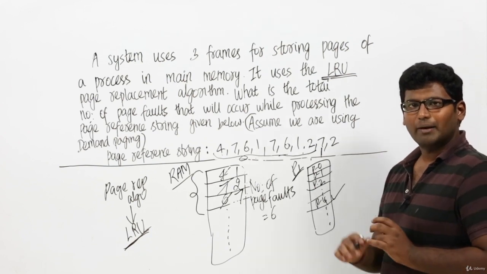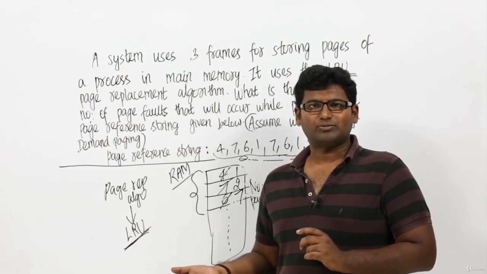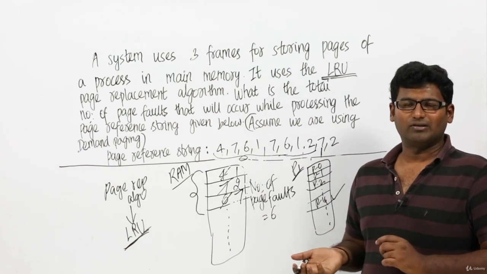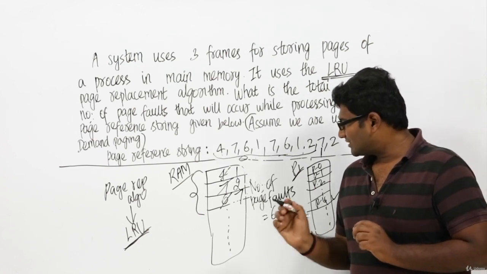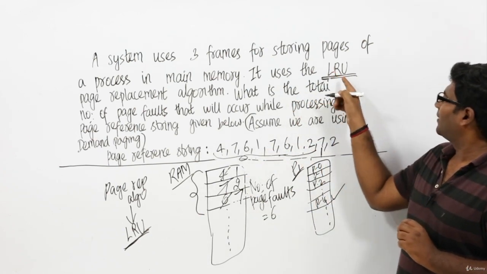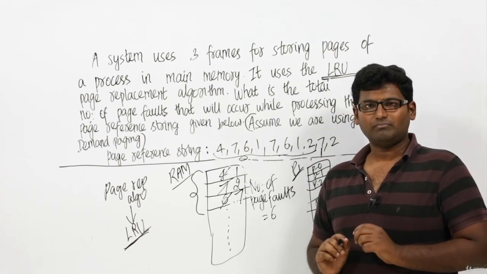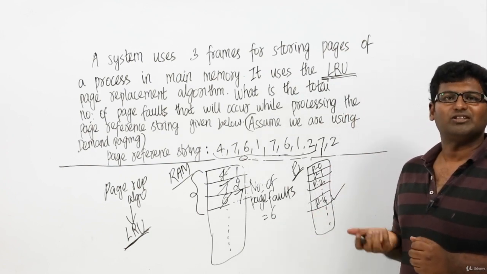We also have other page replacement algorithms. We have something called as first in first out page replacement algorithm. We have something called as most recently used page replacement algorithm. We have a lot of page replacement algorithms. Now my question is, is least recently used page replacement algorithm the best algorithm for this problem or not? We can't really say this. Why? Because we need to check other algorithms as well, right?